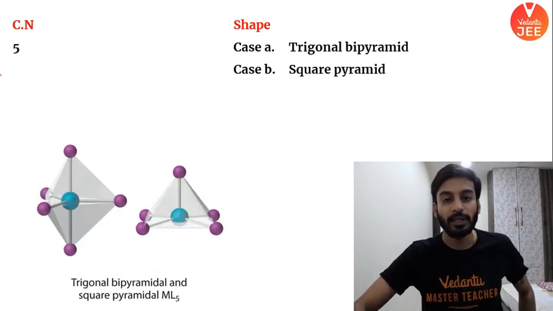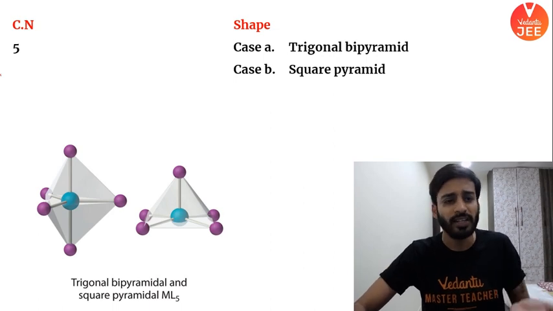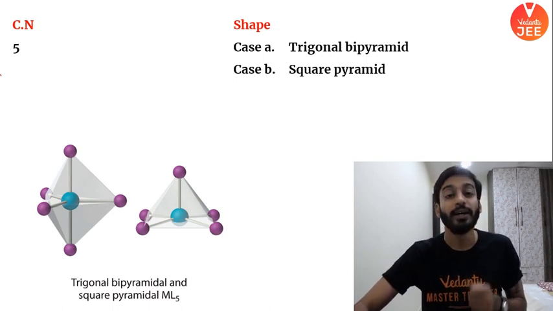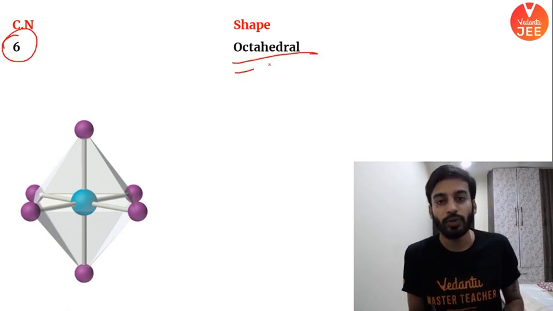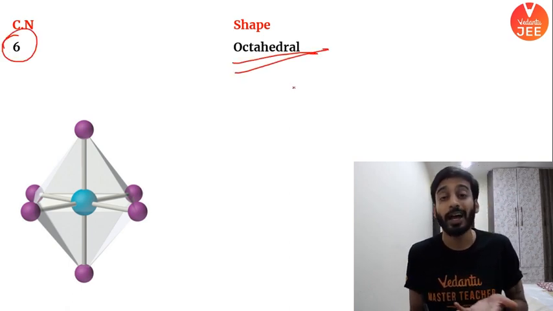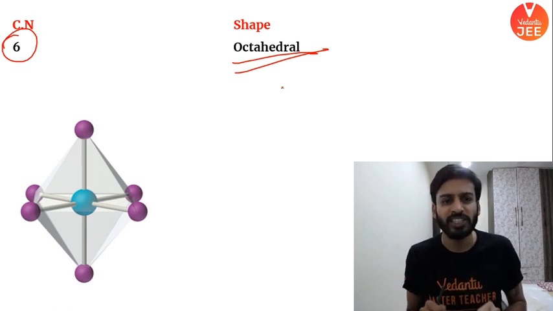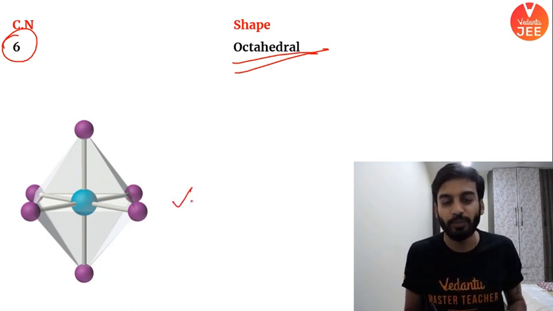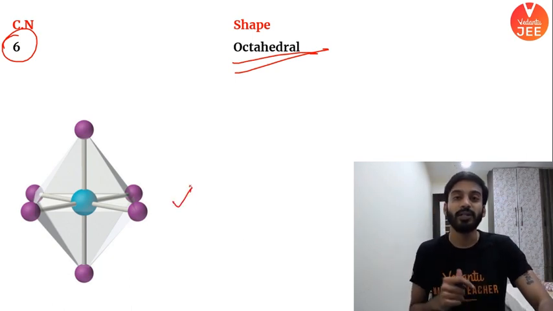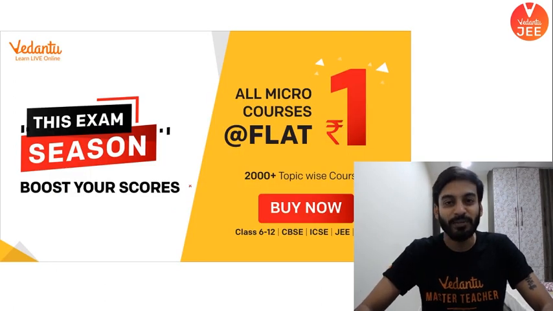Okay? Similarly, 5, not so important to be very honest. This is the category, you can look at it. What is important for us is coordination number 6. It is going to give you octahedral, right? The hybridization is sp3d2 or d2sp3 is also there. Well, we shall see. The shape is octahedral. So this is very, very important for us. We shall discuss it in our coming classes. Okay? Alright. So that's it for me today, beta.